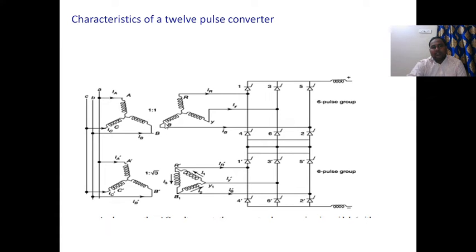So this is a 1:1 transformer. This is a 1:√3 transformer. Whenever the connection is star to star or star to delta, then only are the two 6 pulse converters connected in series. Then only the phase shift is possible, and then only the combining operation is possible.